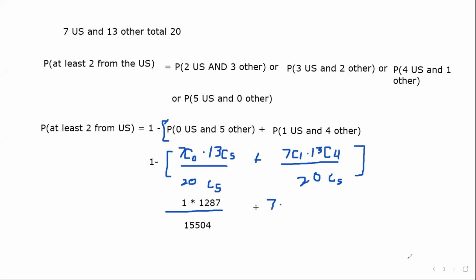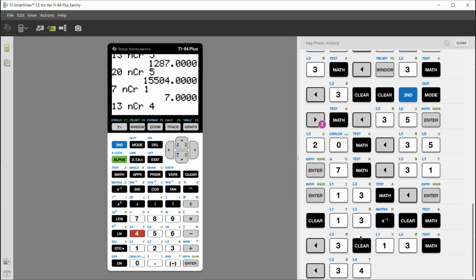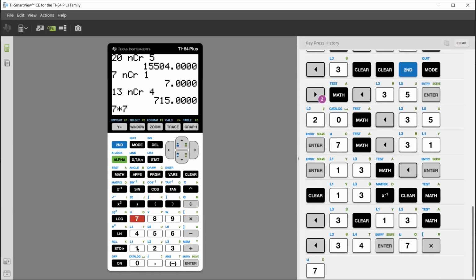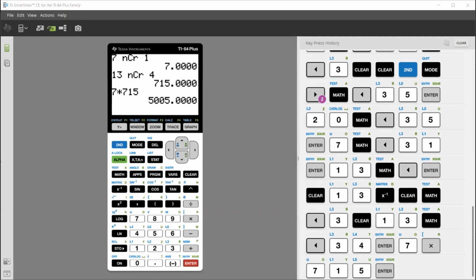Let's do some other arithmetic here. Okay, so that's that. Now let's multiply those together. So we have 7 times 715. You don't need to show every single piece of this arithmetic. I just want you to see where the numbers are coming from. This is 5,005.